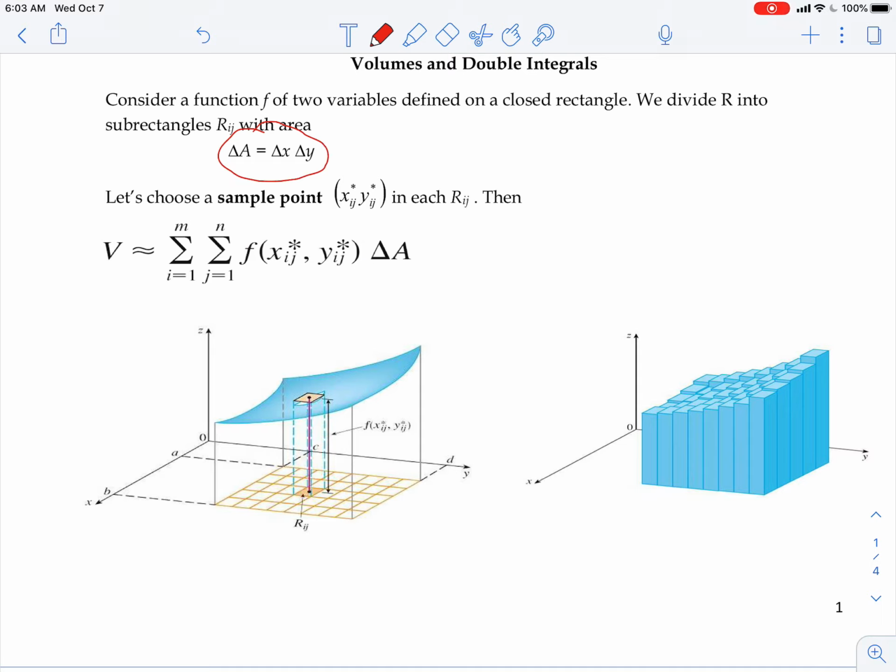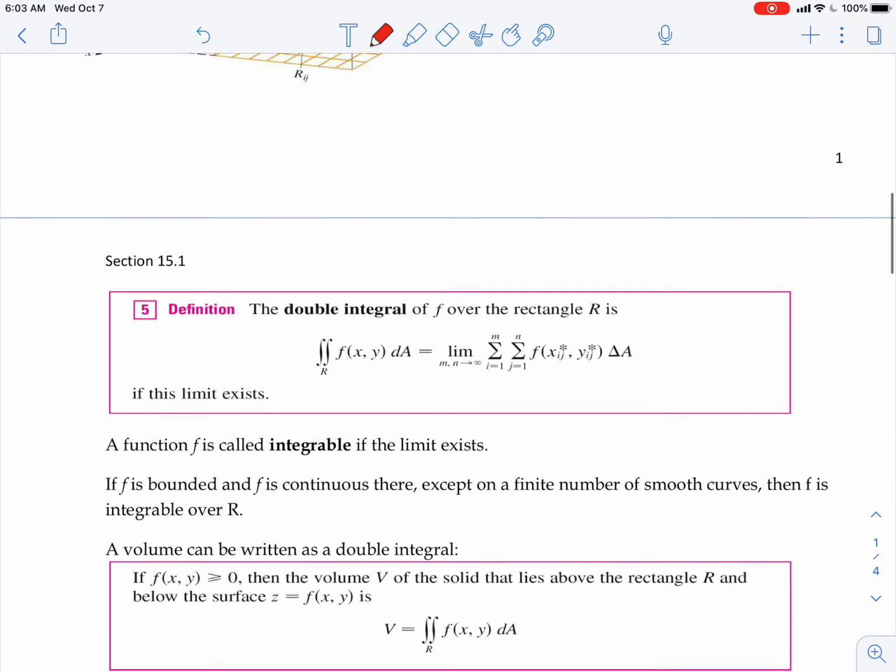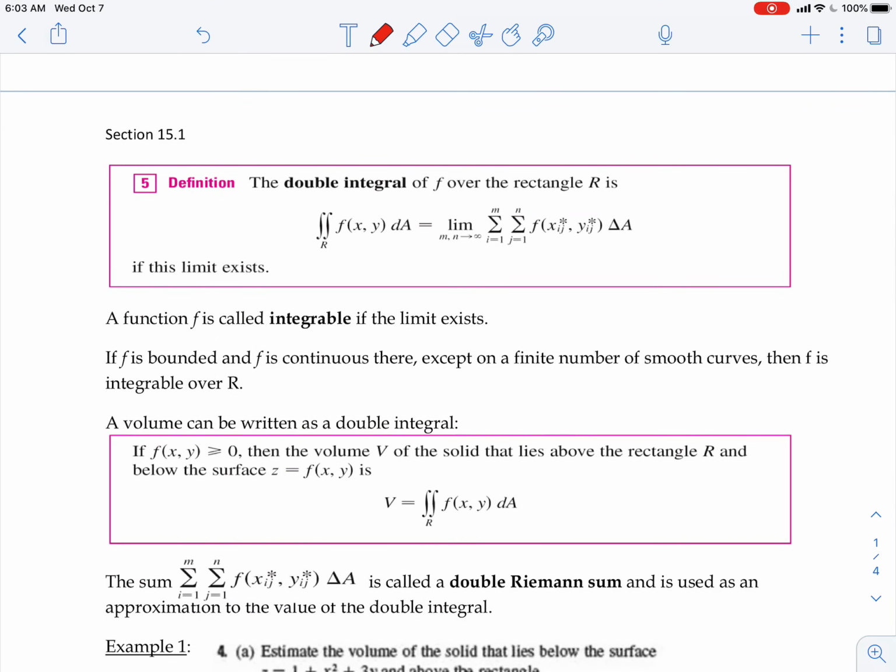Alright, let's go ahead and now just do an example. Well, I guess not an example yet. So to find the double integral of our functions, it's just the sum of all of our prisms, the sum of all the volumes of our prisms.